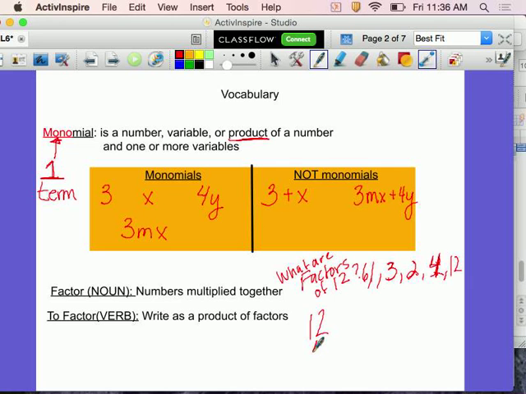So it's like doing that, breaking down into that tree. So 6 times 2, and then 6 breaks down to 3 and 2. So I factored 12 because 12 equals 2 times 2 times 3. And that's actually the prime factors of 12. I could also say that 12 equals 6 times 2. That's factoring 12 as well. So there's lots of different ways to factor 12.